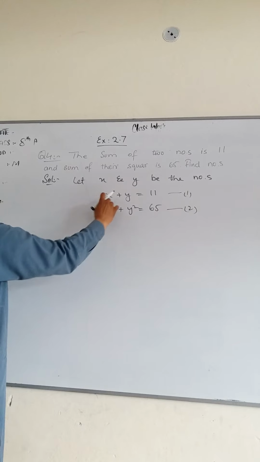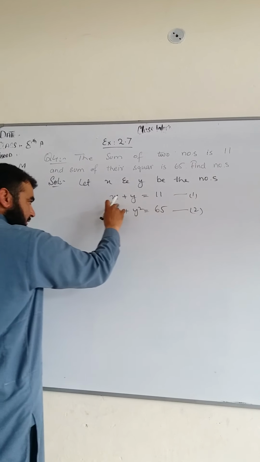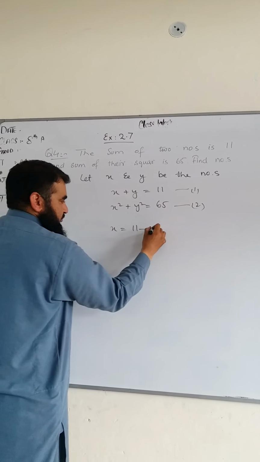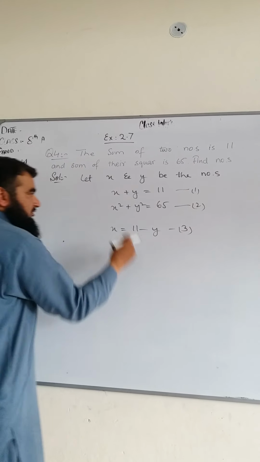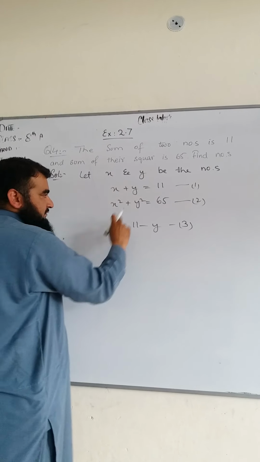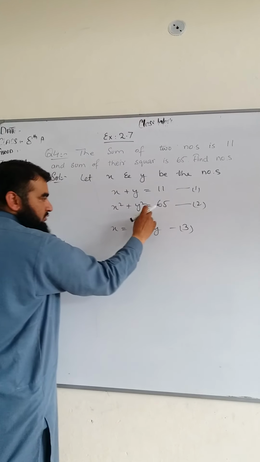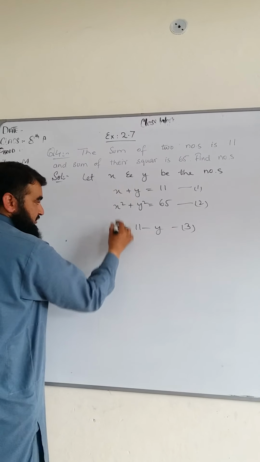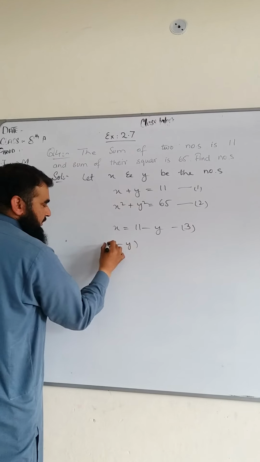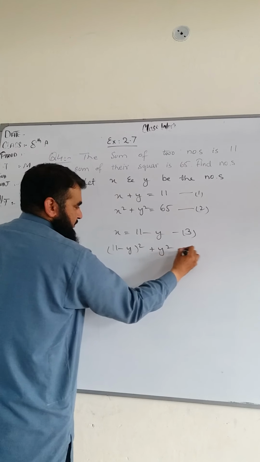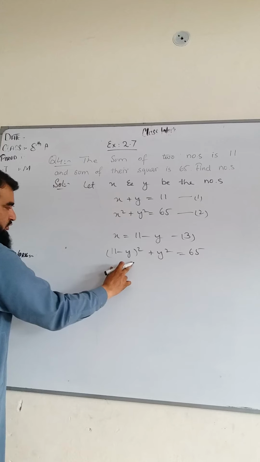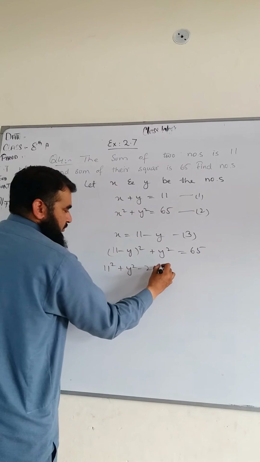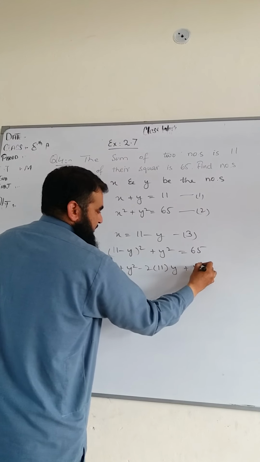We will take equation 1 and make a value from it, just like x is equal to 11 minus y. This is equation 3. Now we have made the value of x from this equation, so we will put it in equation 2. In place of x we write 11 minus y whole square plus y square is equal to 65. Now open this: a minus b whole square is equal to a square plus b square minus 2ab, and plus y square is equal to 65.